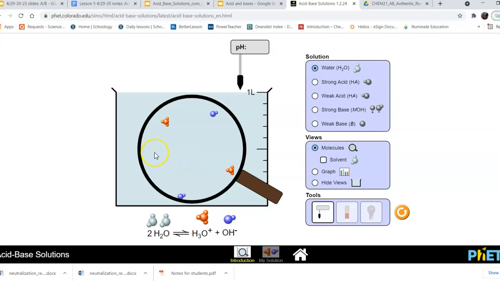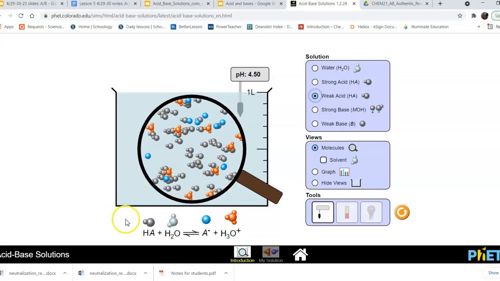All right, so you have a container here. It's a liter container, and we're starting with water. Okay, and this is the reaction here. This is the self-ionization of water. And we know water is neutral, so no surprise here. The pH of water is 7. Okay. Let's begin by looking at a weak base. So this is a weak base. Notice all of a sudden the pH dropped from 7 to 4.5.